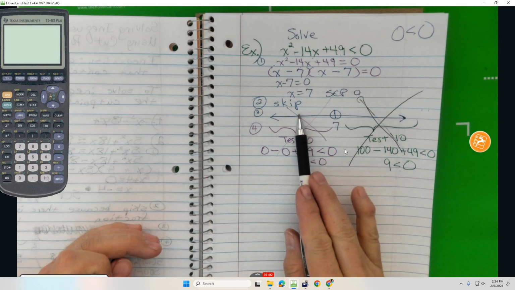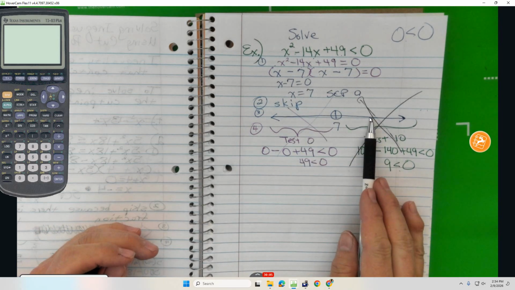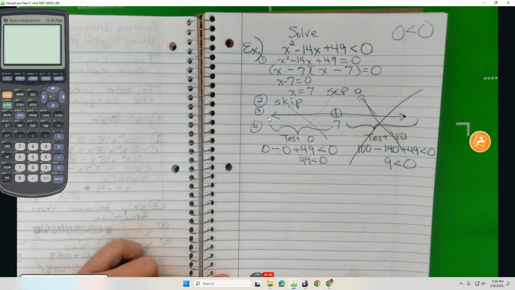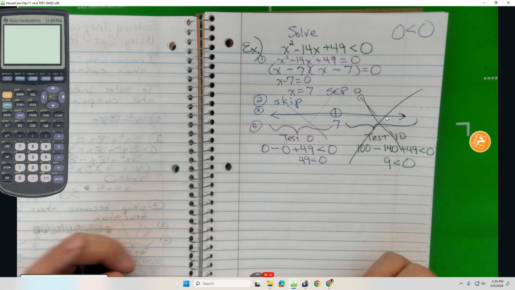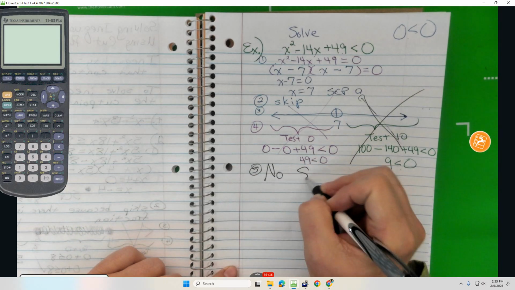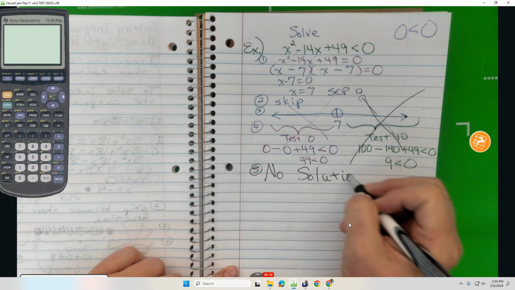We had two consecutive intervals, both of which are false. What's shaded on that number line? Nothing. So step number 5, there is no solution. We don't have a shaded interval.